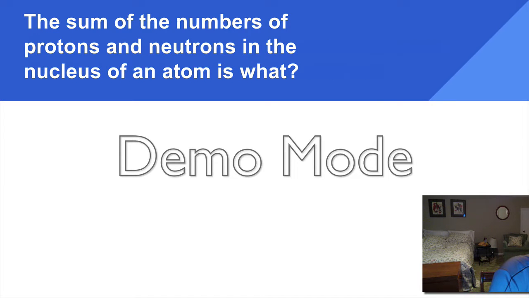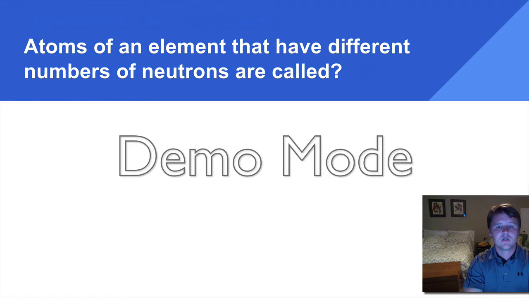Let's go over nitrogen. 7. So it's 7 protons, 7 neutrons. Fluorine is 9. But it also has 10 neutrons, so it's 19. That's all good stuff to know. So the sum of the numbers of protons and neutrons in the nucleus of an atom is what? I just went over that.